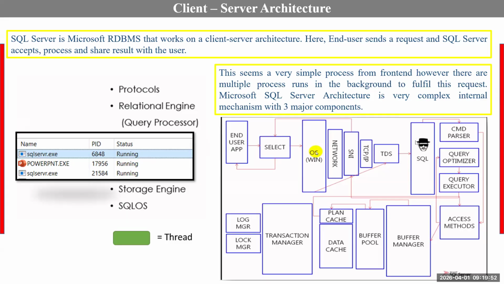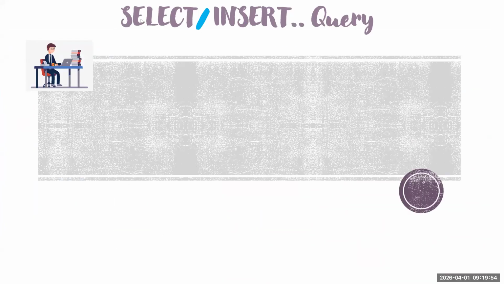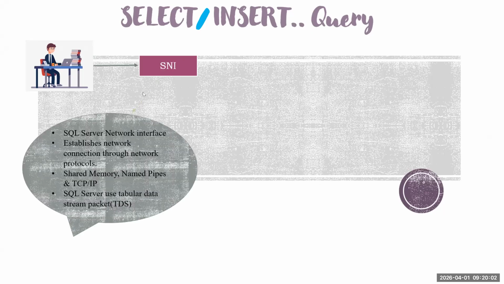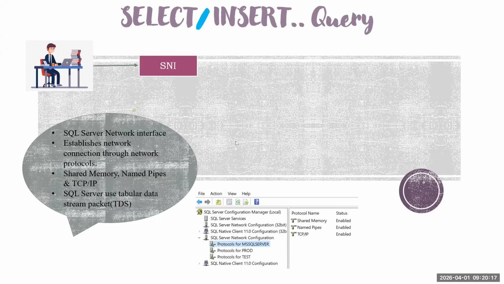Before I go into that, it's simple to understand. For example, you are reading the data or loading the data. So first, what will happen? Via SQL Server Network Interface, you are going to establish the connectivity. The SQL Server Network Interface establishes the network communication through network protocols like shared memory, named pipes, and TCP/IP, using network packets. Once it is done, the next thing is the SQL OS architecture.